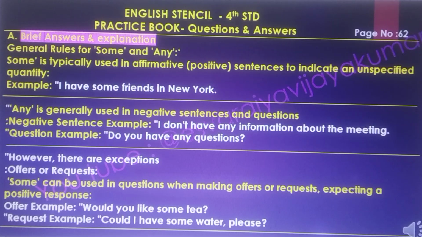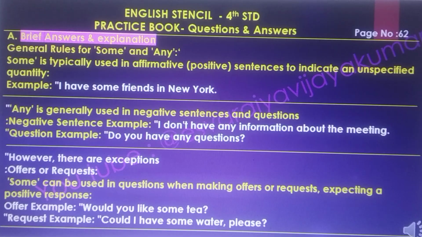The general use of some and any. Some is typically used in affirmative, positive sentences to indicate an unspecified quantity. For example, I have some friends in New York. Any is generally used in negative sentences and questions. A negative sentence example: I do not have any information about the meeting. Question example: do you have any questions?